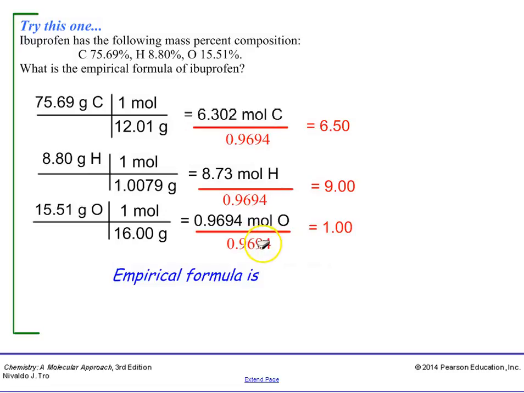Divide all 3 by the smallest, and I end up with 6.5, 9, and 1. 6.5 can't possibly be a correct empirical formula, but if I multiply it by 2, 6.5 times 2 is 13. So if I multiply all of these by 2, the empirical formula for ibuprofen, and it also happens to be the molecular formula, is C13H18O2. That's how you find empirical formulas.